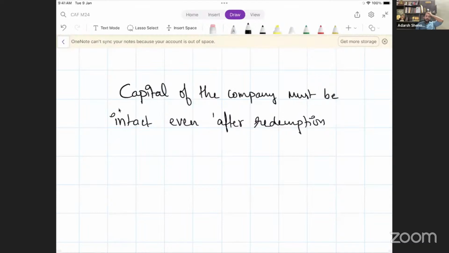Section 55 is there to ensure this sentence. The motto is this sentence. Section 55 with the motto is this: capital of the company must be intact even after redemption. This exact line is not there in Section 55, but the motto, the target, the ultimate goal is this. The total capital of the business must be the same. Intact means must be the same, even after redemption. Now, how is that possible?